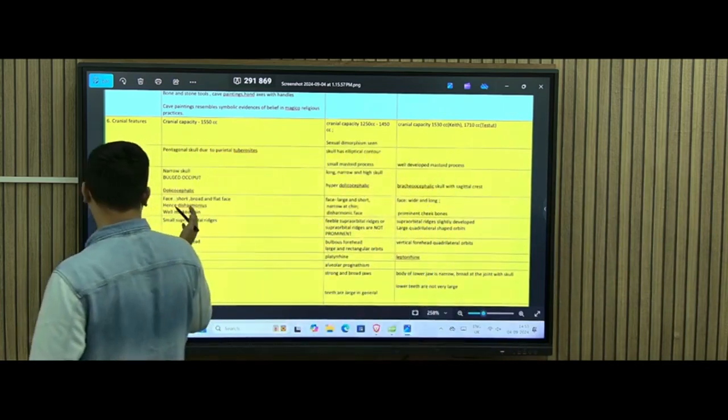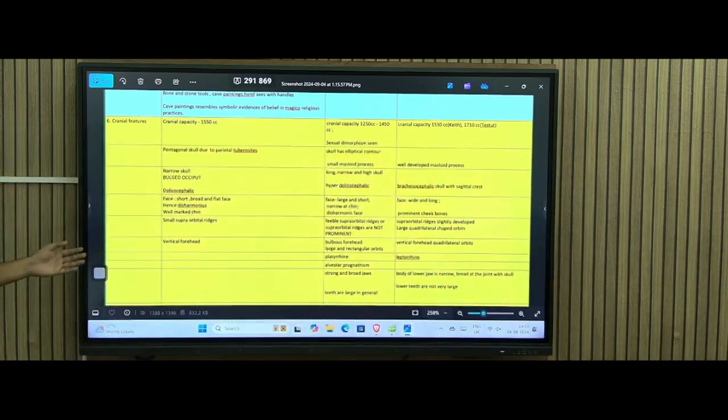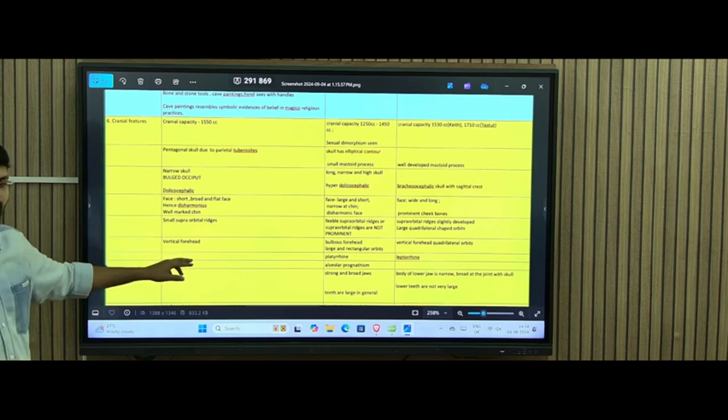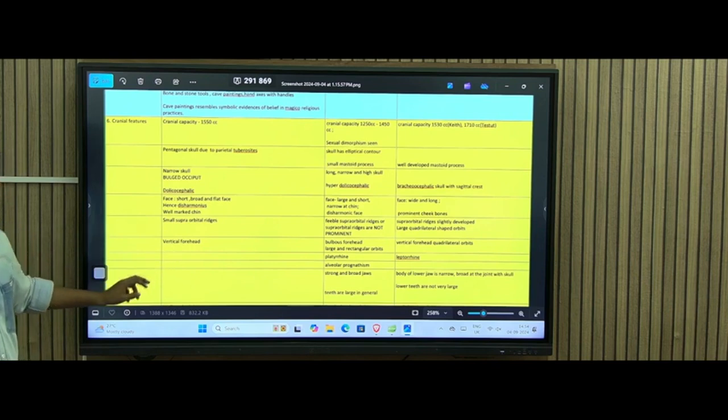How are the facial features? I told you that until Homo sapiens, a chin won't appear. So here a well marked chin is present. Supraorbital ridges are small, and the forehead is vertical.